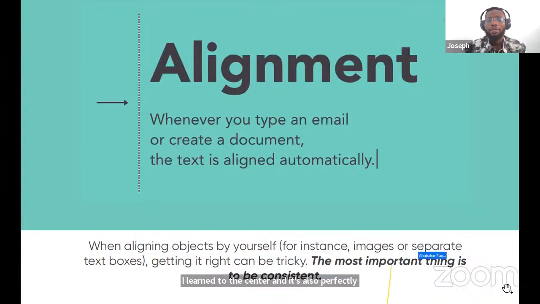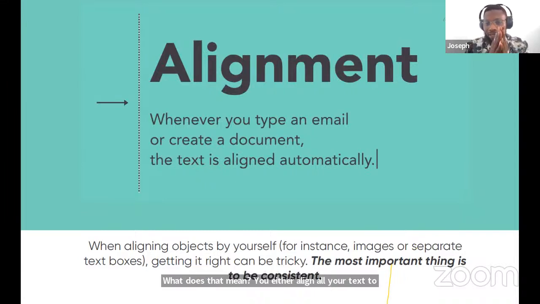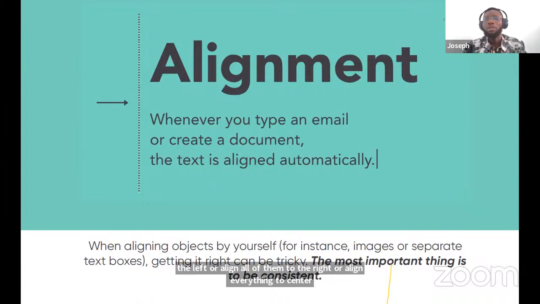Now, when you align objects by yourself, for instance, images or separate text boxes, getting it right can be tricky. The most important thing is to be consistent. What does that mean? You either align all your text to the left or align all of them to the right or align everything to the center of your page, so that you don't have left alignment, right alignment, middle alignment.